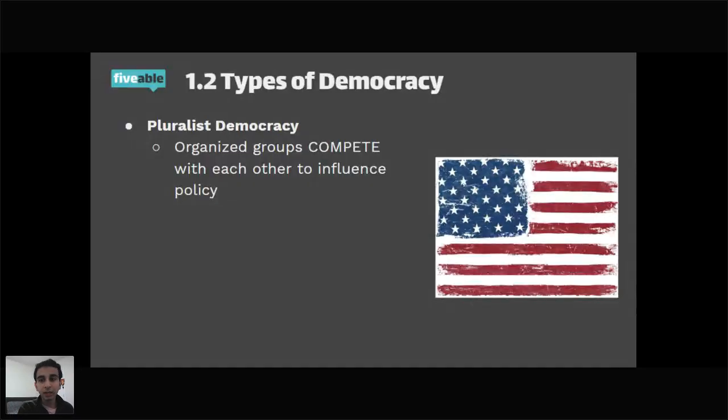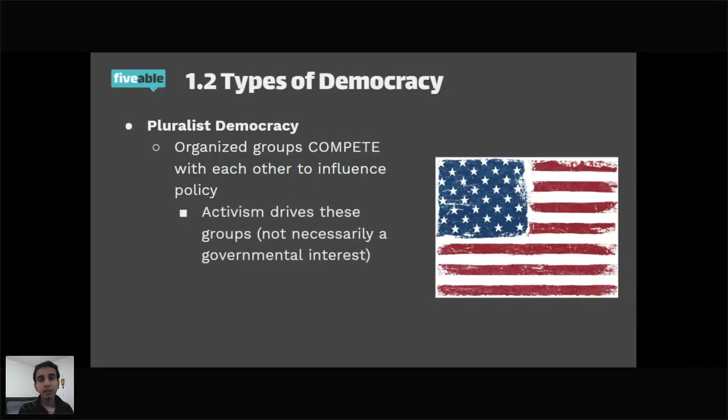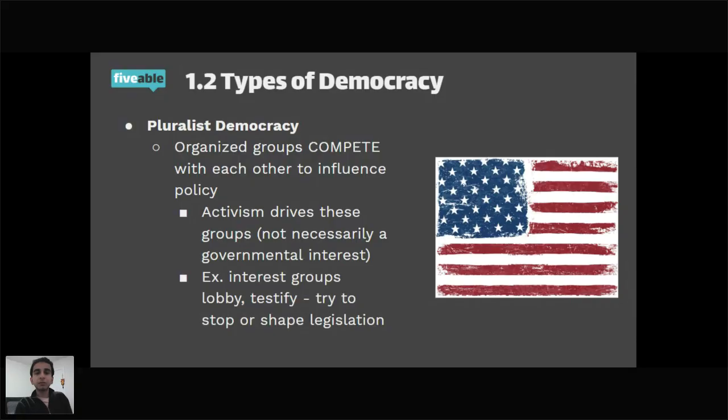Yes, interest groups, perfect. So interest groups are a prime example of how the pluralist democracy is working in the United States. So activism is what drives these groups, so not necessarily a governmental interest or political interest to gain office, but rather activism towards the cause. So they're very passionate about the cause and they want to make sure that what they believe in is implemented in the government. So like you guys said, interest groups is an example. They lobby and testify in Congress with congressional hearings in order to either stop or shape legislation. So it could go either way.